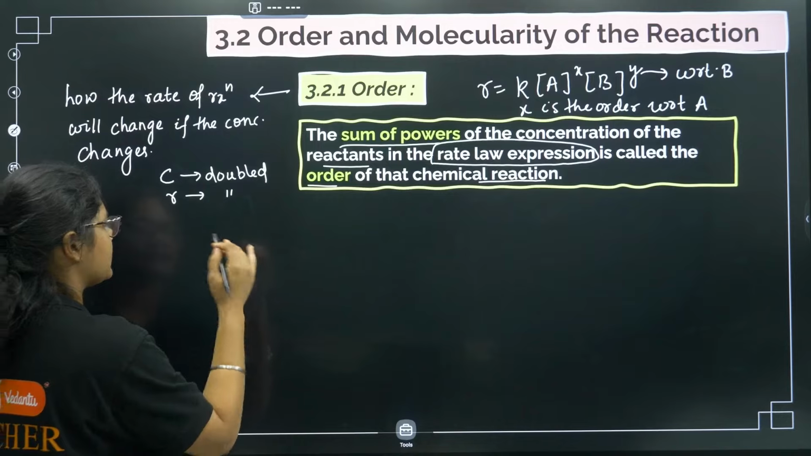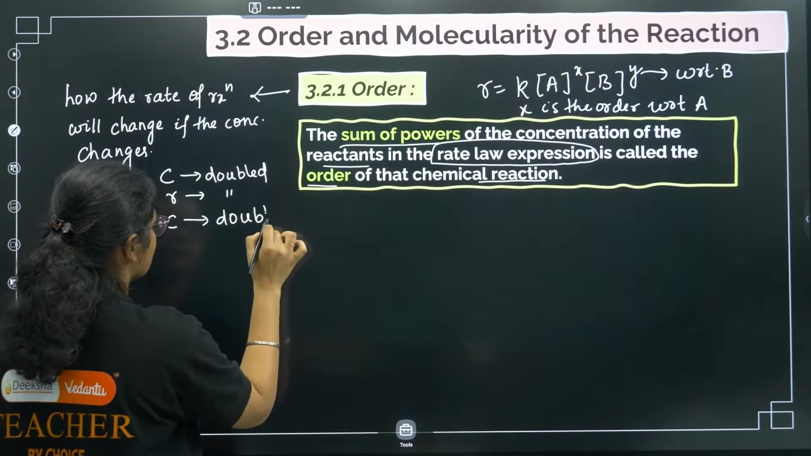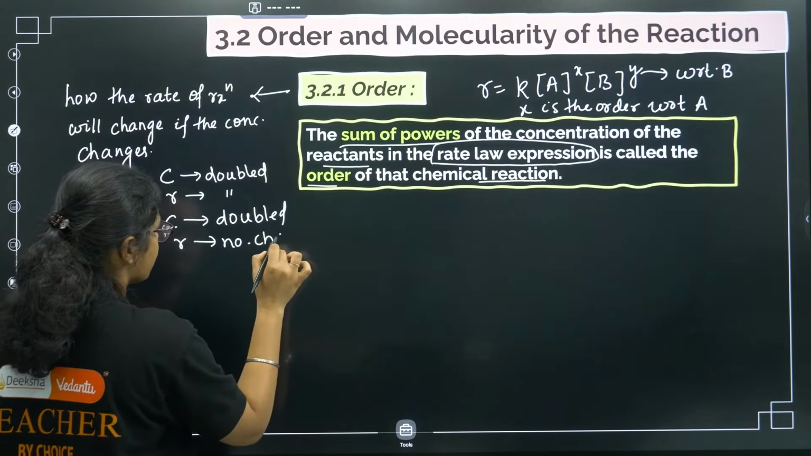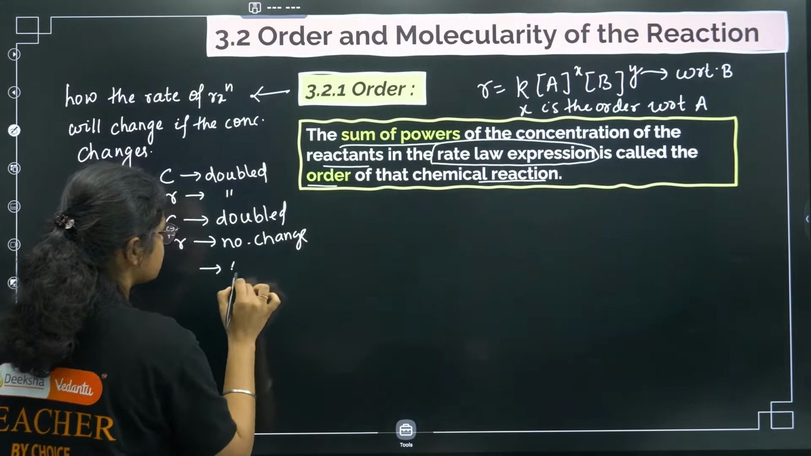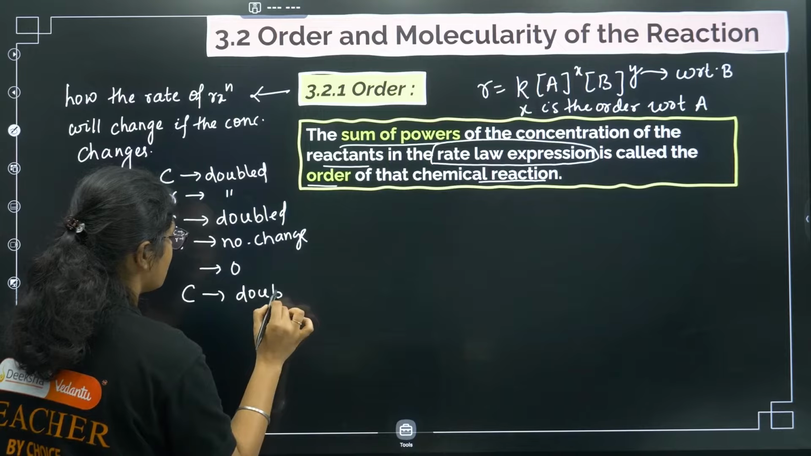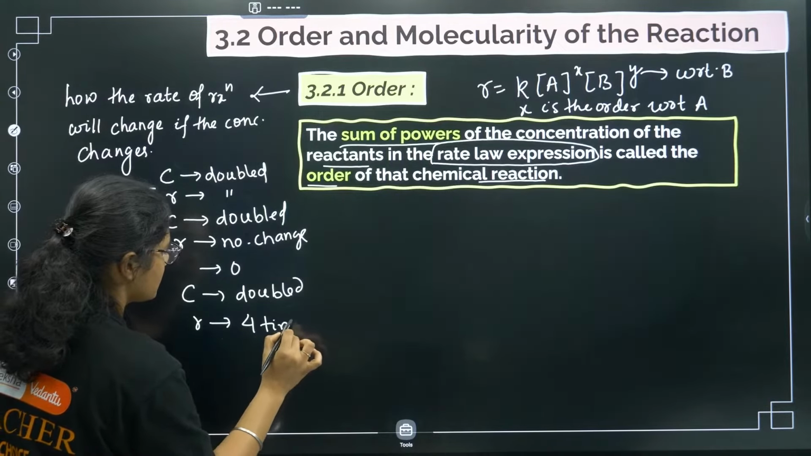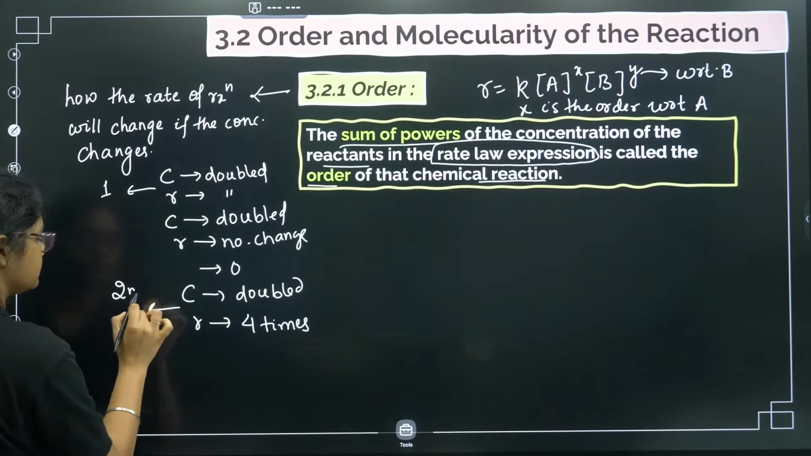I'll tell you this in detail, but just now let us discuss. If your concentration is doubled, but rate has no change, then we call it a zero order reaction. This is first order reaction. If concentration is doubled, and rate has become 4 times, then we call it a second order reaction.